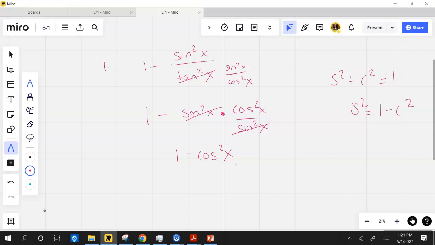Or replace the cosine squared with 1 minus sine squared, however you see it better. But this is, yes. 1 minus cosine squared x is sine squared. Yes.